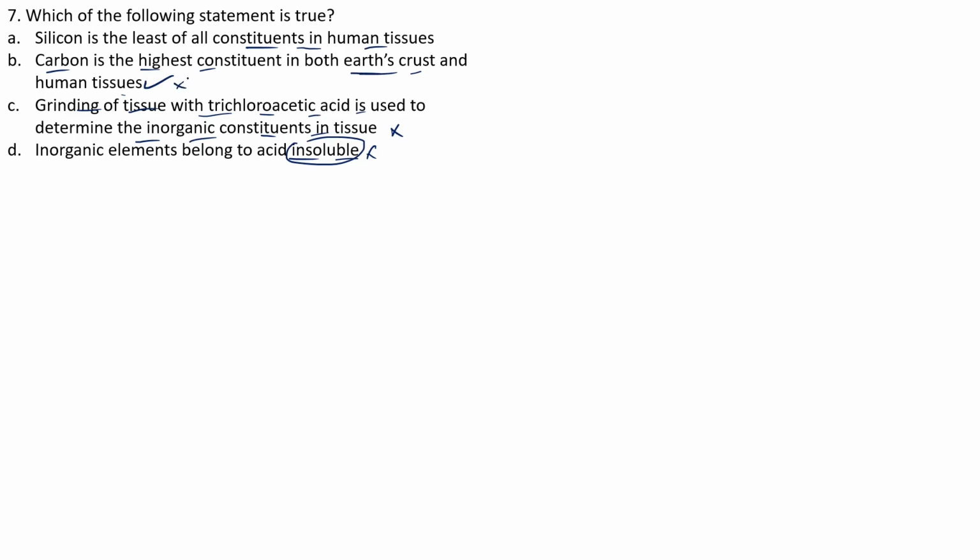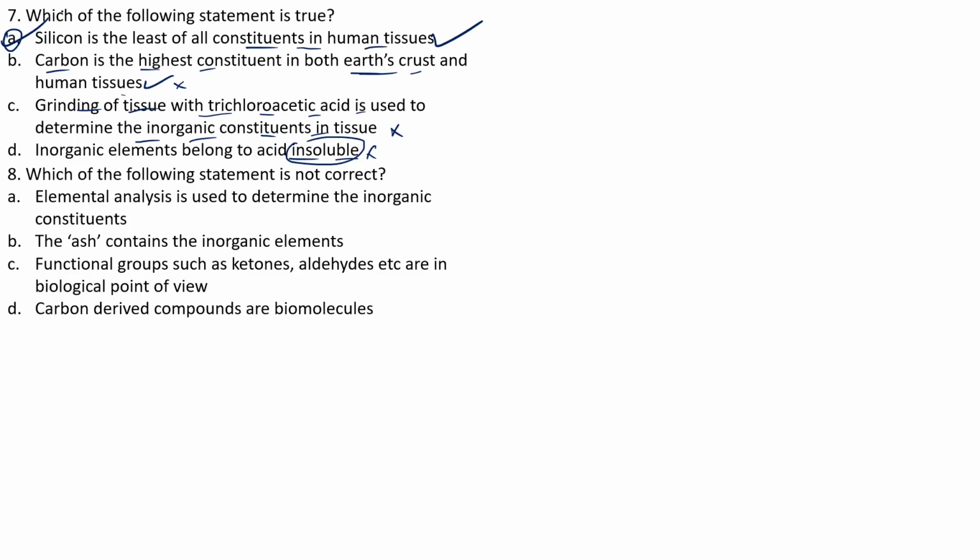The first option is silicon is the least of all constituents in the human tissue. Exactly, it is very negligible, as they have mentioned in your textbook. So A is going to be our right answer for this question. It is the true statement. The next question: which of the following statements is not correct?